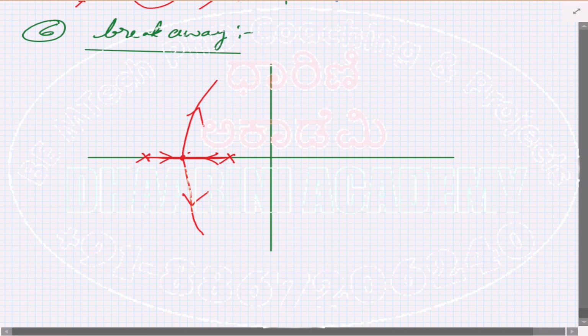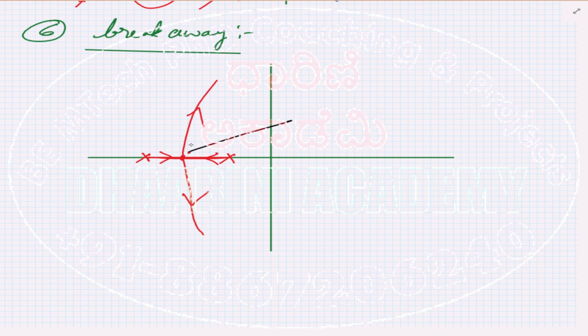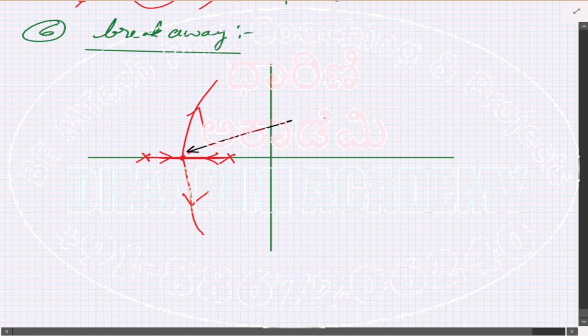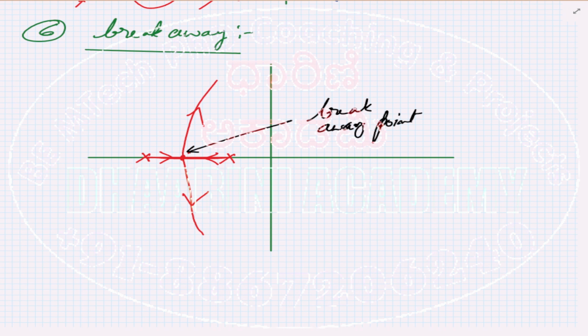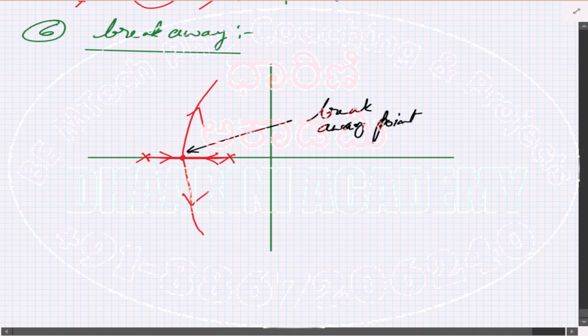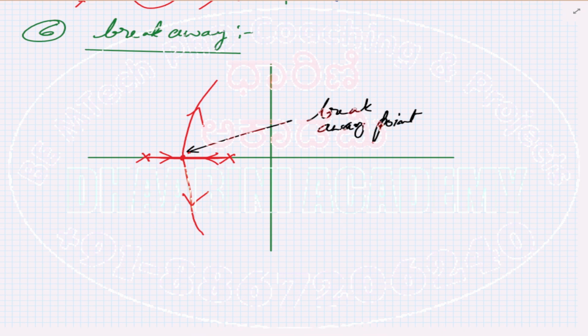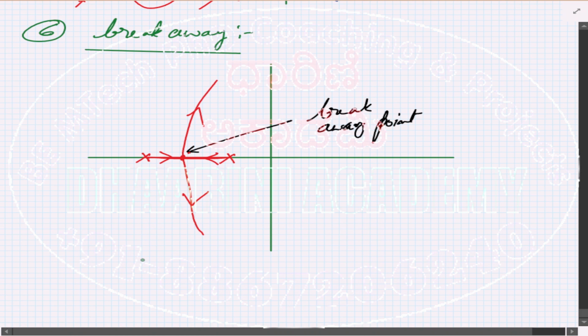So this particular point is said to be the breakaway point, right? In such a scenario, whenever two branches come towards each other, somewhere at the middle they will meet and break away, right? So let's define that. Let's see how to find that point now.